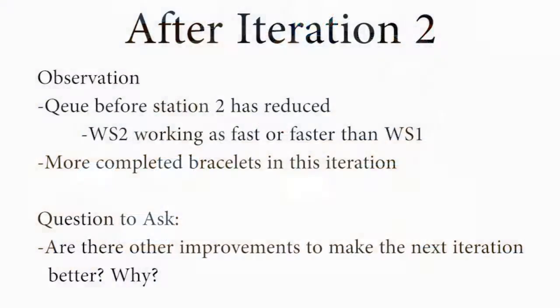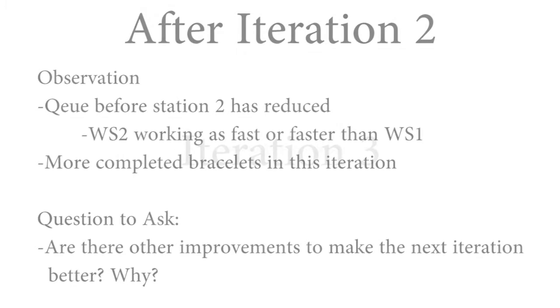After iteration 2 is complete, you should have noticed from your observations that the number of bags in the station 2 queue has been reduced. The output from the station should have also been increased. At this point, you may ask, are there any other improvements that could be made, or would a different change have made it better than this iteration, and why? After discussing these strategies, you may move on to iteration 3.